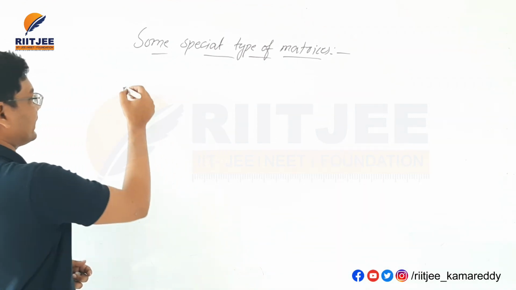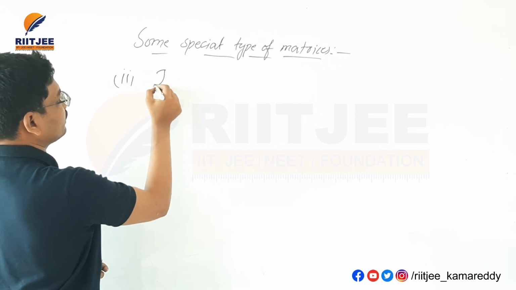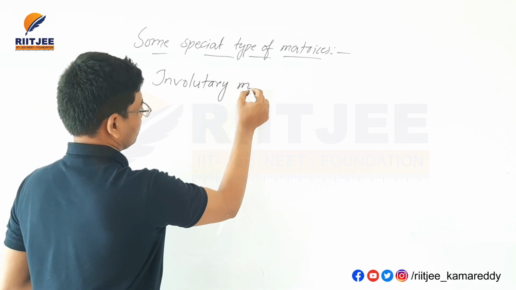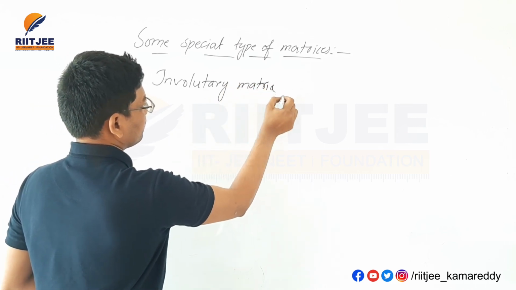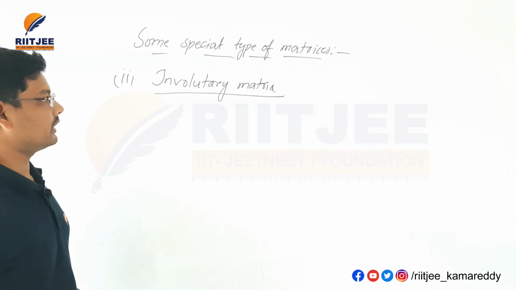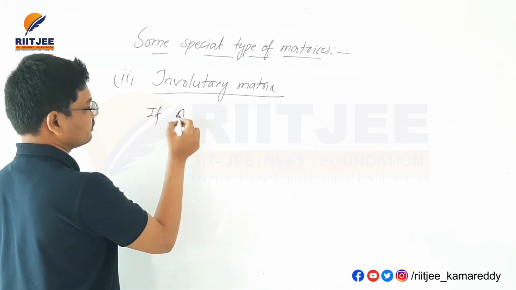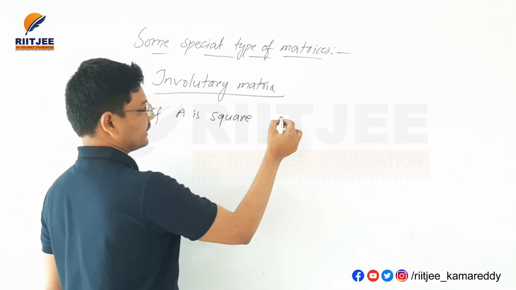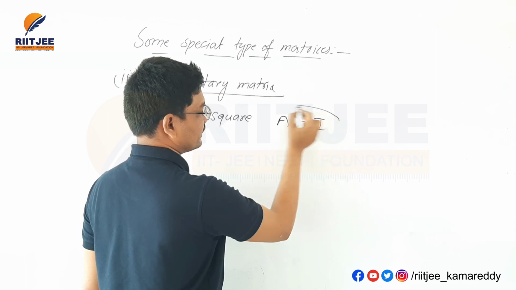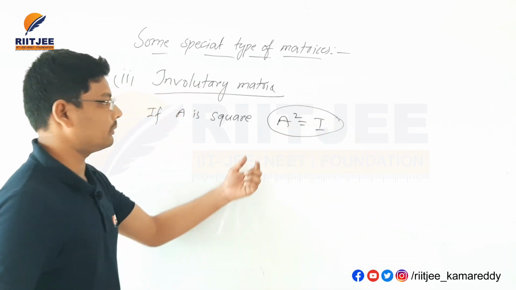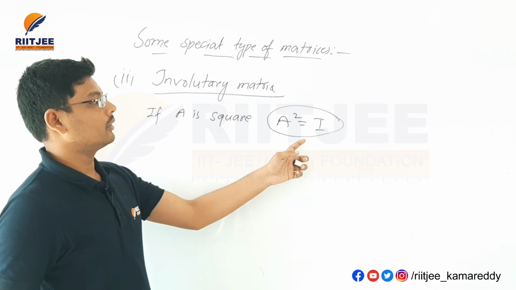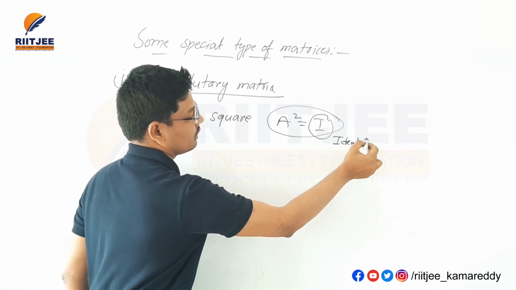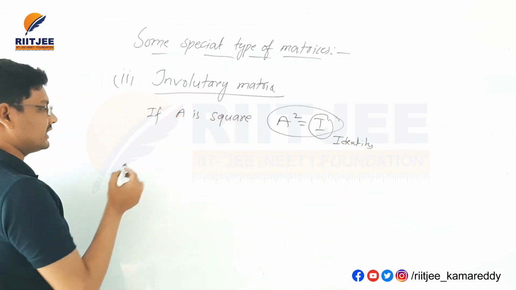Next special type of matrix is the involutory matrix. An involutory matrix is nothing but if A is a square matrix, then the square of the matrix is equal to I. This is the condition for an involutory matrix. If you multiply a matrix by itself one more time and you get the identity matrix, then it is called an involutory matrix. Let us take one example.